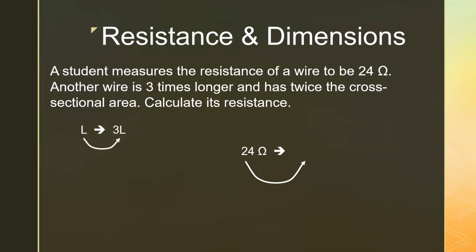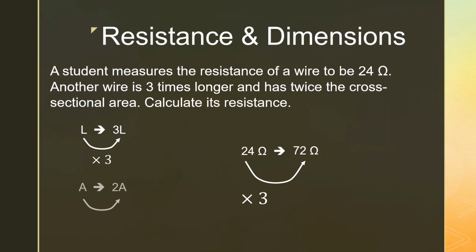Let's start with the length. I'm going to go from a length, I haven't been told what that is, but it's going to be 3 times longer. So what have I done? I've multiplied it by 3. So if I've multiplied the length by 3, what am I going to have to do to the resistance? I'm going to have to times that by 3, and I'm going to get 72 ohms. But that's what it would be if the only change I was making was the length. But that's not the only change.